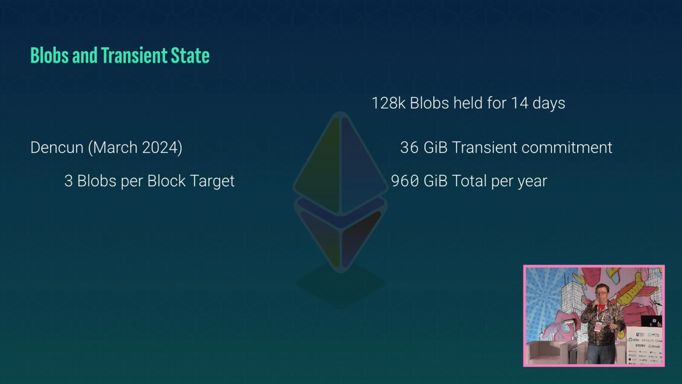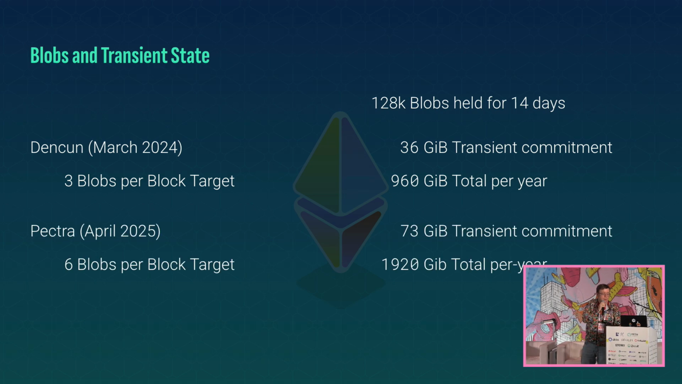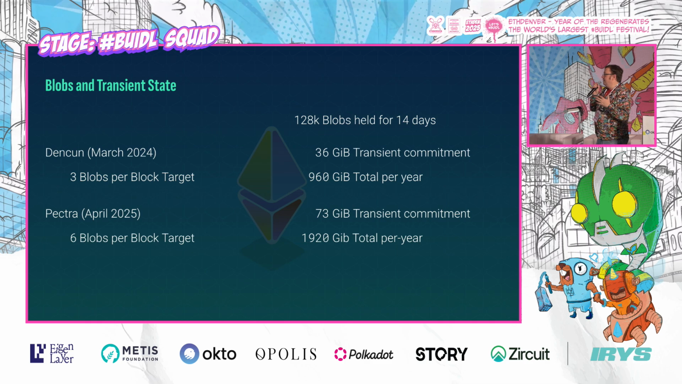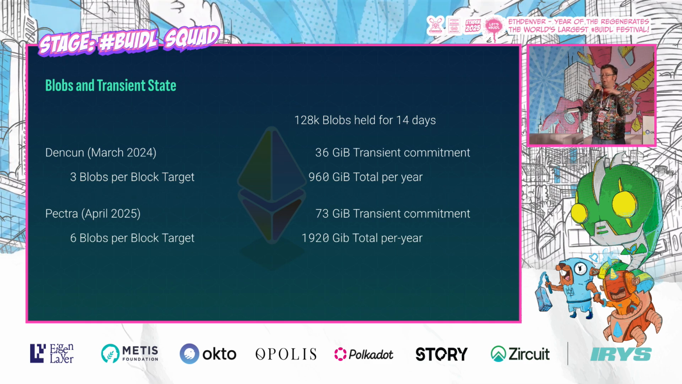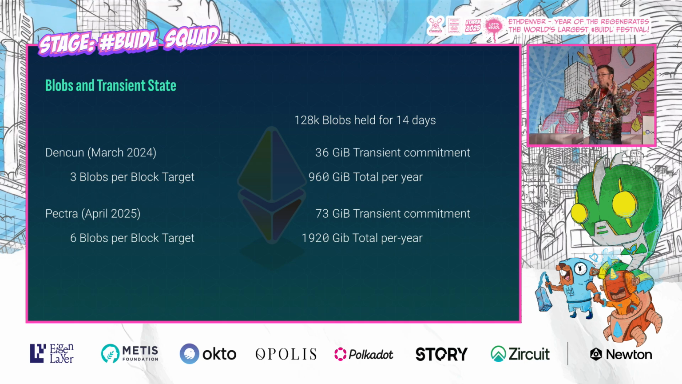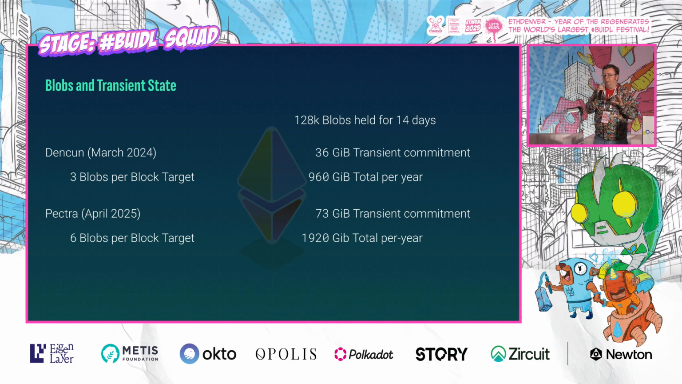And then that's for Cancun. In about a month or two, we're going to fork Pectra, and we're going to double that number to 6 blobs per block is what our target's going to be. And what that means is that you need to keep 73 gigabytes of data on your hard drive, and it's going to be nearly 2 terabytes of data per year of blob data that's going to be processed. But remember, your consensus client only has to keep that 73 gigabytes of data.